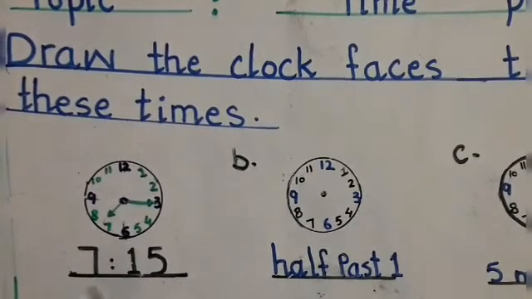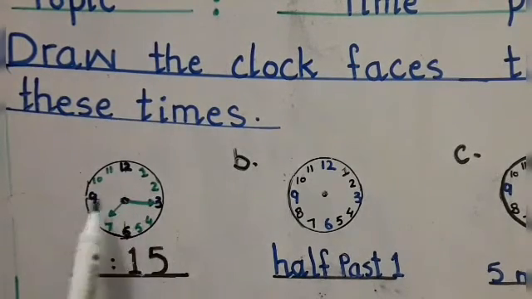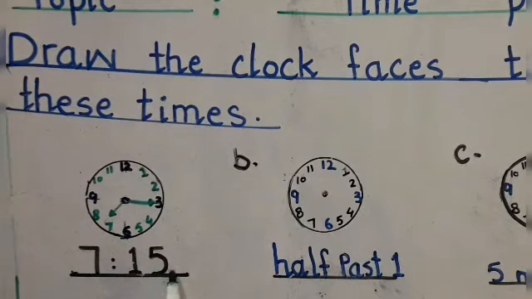Beta, after arranging the numbers in the clock, you can erase the lines. And then as the time is 7:15, you know that it is 7 and 15 minutes. The right side tells us about the minutes, and the left-hand side tells us about the hour. So you know that the short hand is the hour hand and the long hand is the minute hand. We will draw the line with the help of a scale.